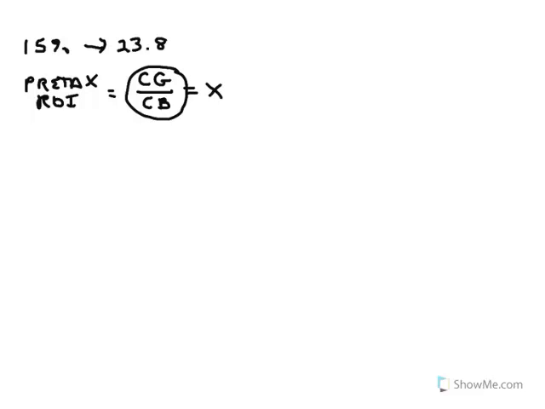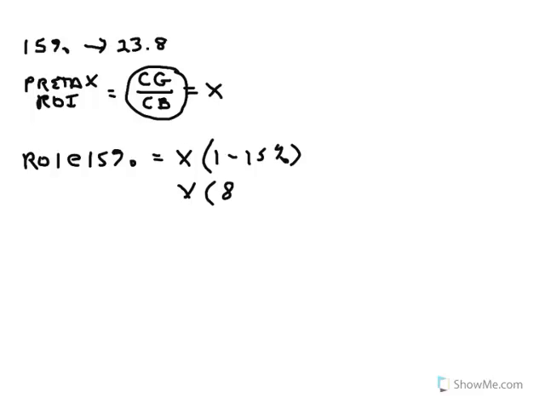Okay, what we know is that the ROI after tax at 15% is equal to x times 1 minus the tax rate, which is 15%. That reduces to x times 85%. So that's what we realize in capital gains after tax.